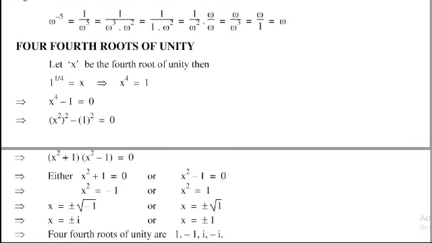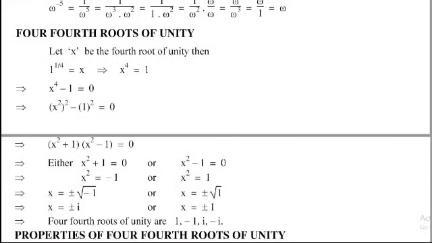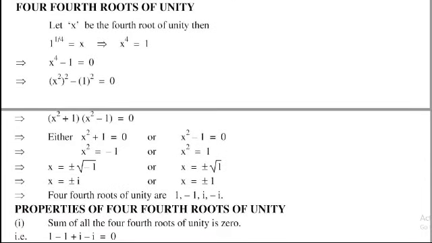Hence the fourth roots are 1, minus 1, iota, minus iota. Properties of fourth roots of unity. First property, the sum of all the fourth roots of unity is 0, that is 1 minus 1 plus iota minus iota is equal to 0.